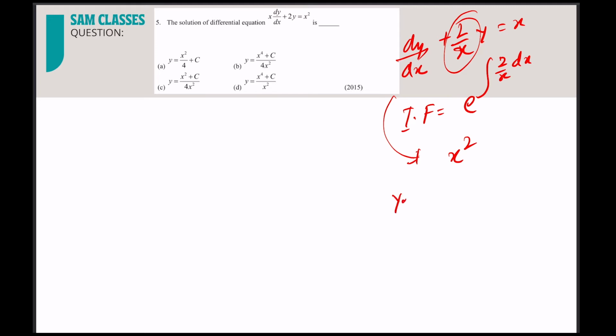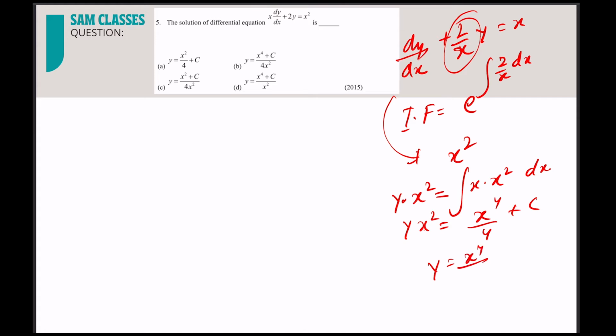So what you'll get as the equation: y x square is equal to integral of the integrating factor, x square dx. That's it. So again, y x square is equal to x power 4 by 4 plus c. So when you send that x square down, you'll get y is equal to x power 4 by 4x square plus c by x square. Or you can take the whole thing as common and take it as big C, so you get x power 4 plus C by 4x square. So this is my answer, B.